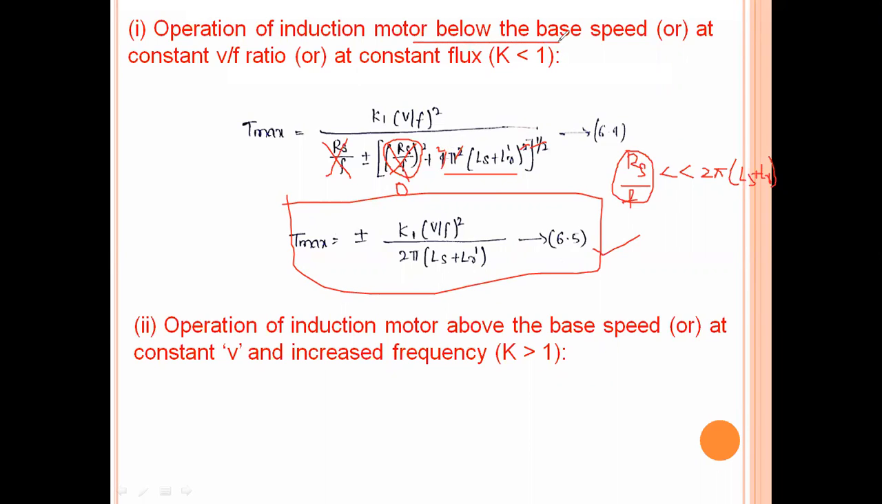when the flux is constant, or when the K value is below 1. So from equation 5, with a constant V by f ratio, the motor develops a constant maximum torque, because K1 is a constant value, and Ls, Lr dash both are constants. If we maintain the V by f ratio as a constant value, then the torque production is also constant. So we can produce a constant torque under this condition.